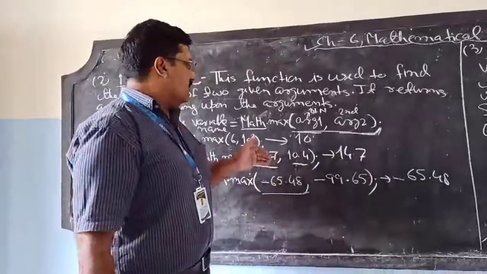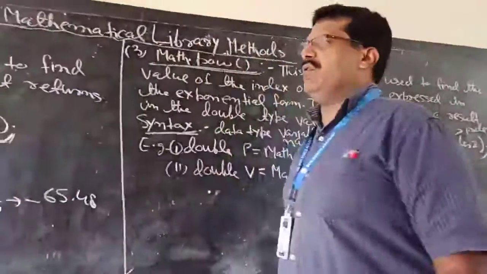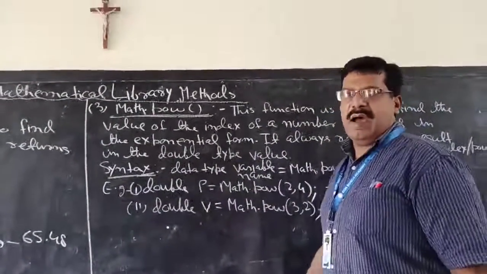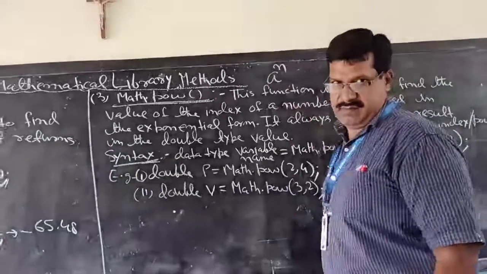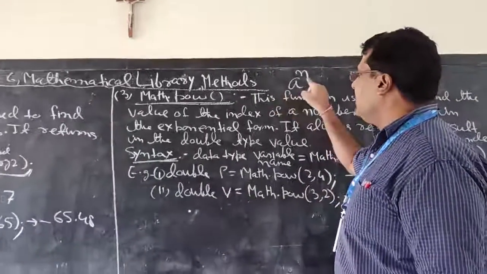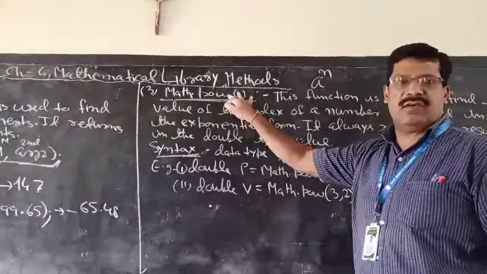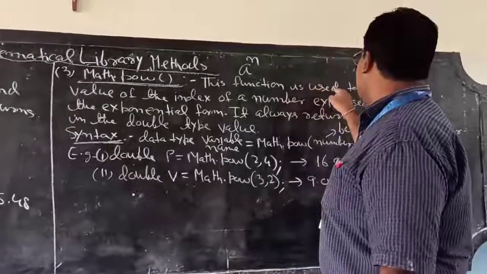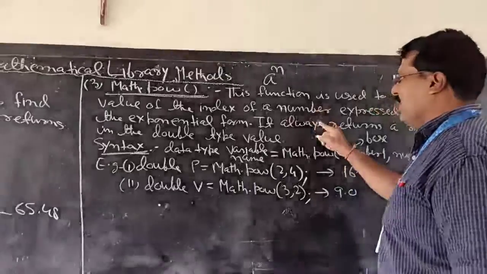Now it's clear. Next, the third function is the Math.pow power function. It is used to give the value of exponent form, like a to the power n. If there is any number in the exponent form, in the power form, that can be calculated by the Math.pow function. This function is used to find the value of the index of a number.